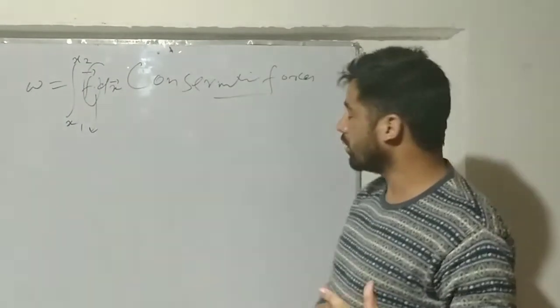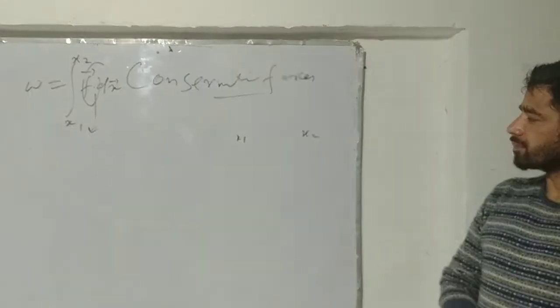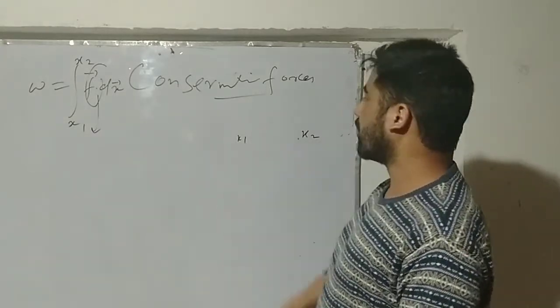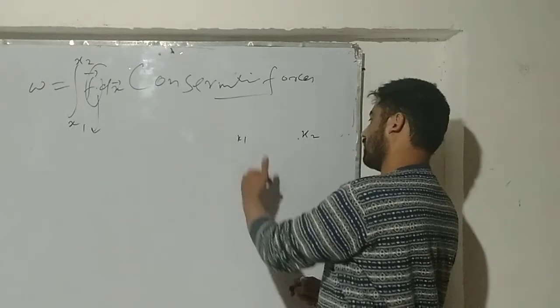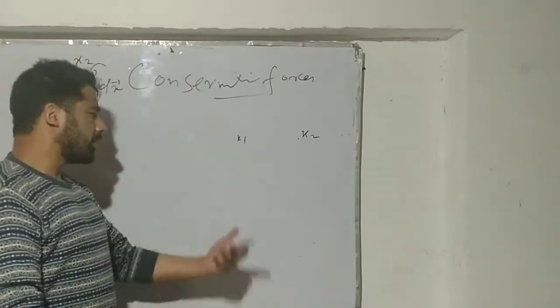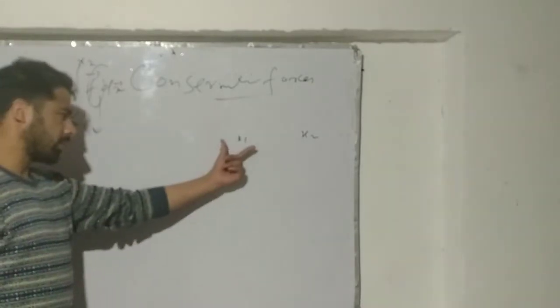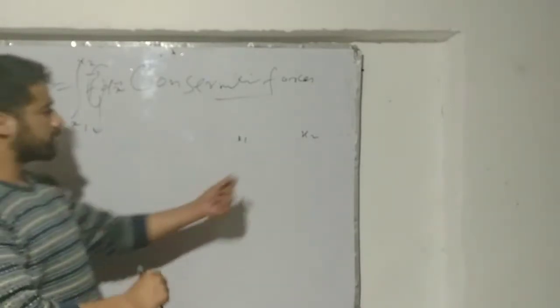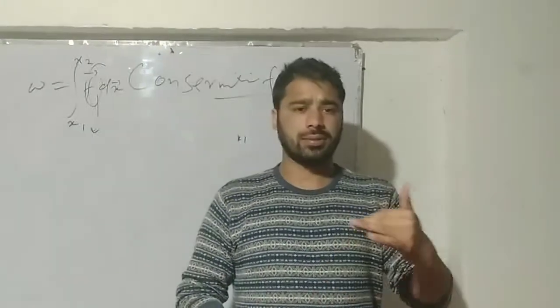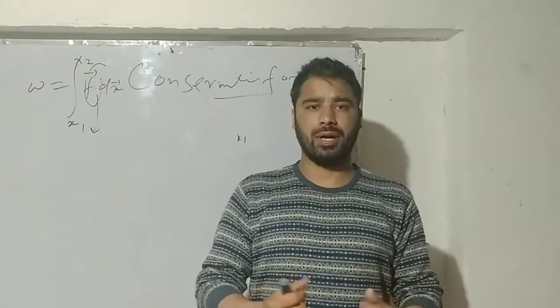How? If I choose the limits here, what does it mean? It means the position of the particle, and this is another position of the particle as well. So if a force acts on a system and the particle changes its position, let us assume that any arbitrary position of the particle is represented by x1 and its other position is represented by x2.